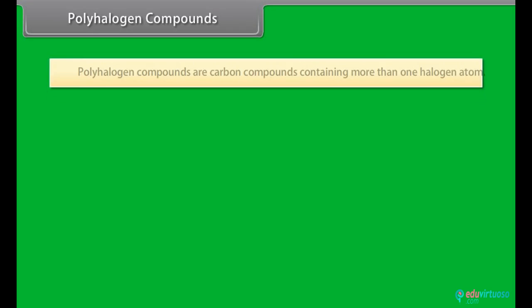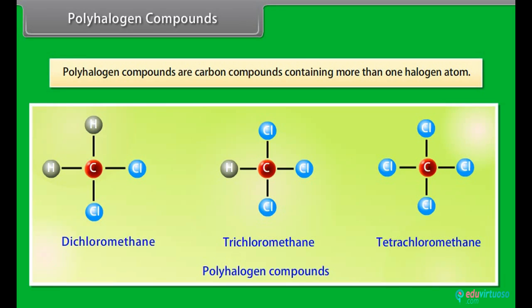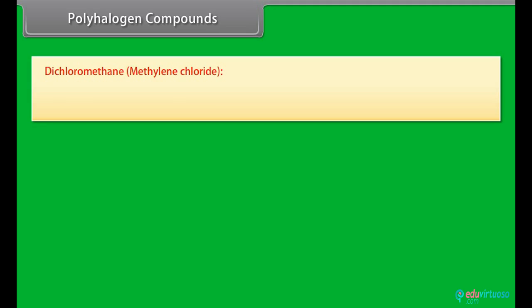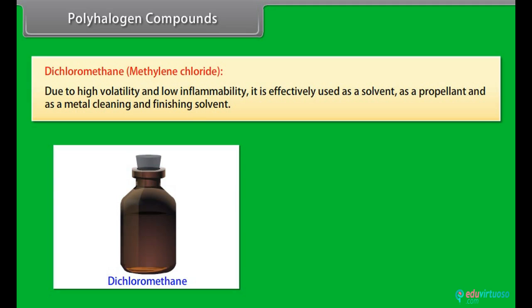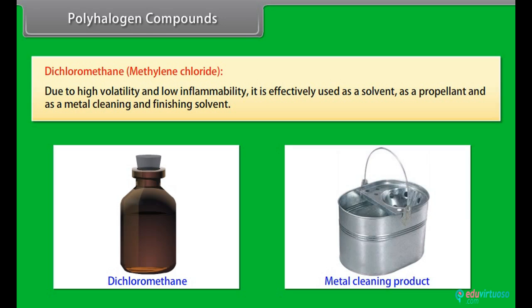Polyhalogen compounds. Polyhalogen compounds are carbon compounds containing more than one halogen atom. Dichloromethane, or methylene chloride. Due to high volatility and low inflammability, it is effectively used as a solvent, as a propellant, and as a metal cleaning and finishing solvent.